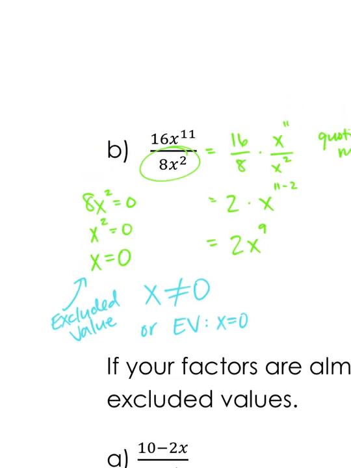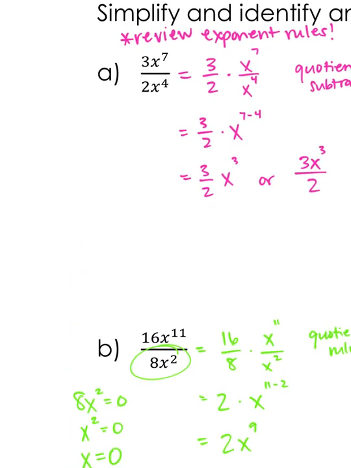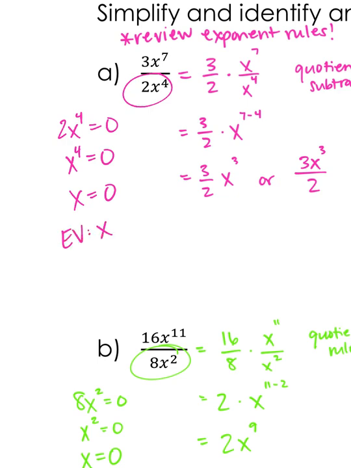So if I did come back to problem A, it would be the same thing. We would set this up to 2x to the 4th equals 0, divide both sides by 2, take the 4th root, but anything with 0, it's going to stay 0. So my excluded value, so x cannot equal 0.